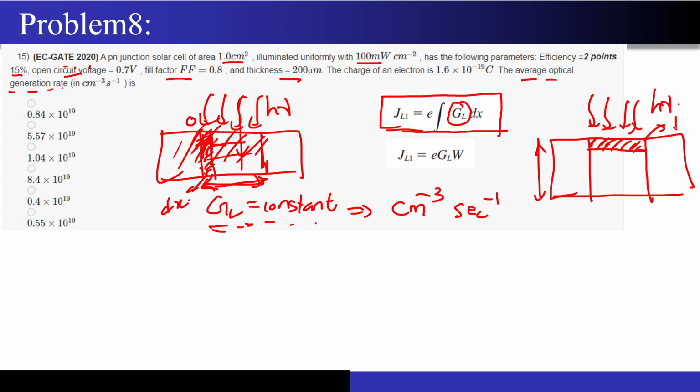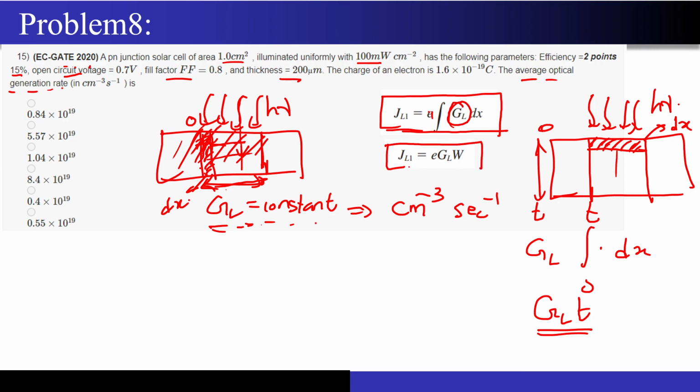And this is my dx. So if I move this dx from 0 to the thickness of this depletion region and integrate it, then this GL will come out, because I am assuming it as a constant. I will be left with GL into the integration from 0 to t, where t is the thickness, of dx. So this GL into t, this t will come out, and this q was already here. So this is what I got. The current density is now nothing but q into GL into W. W is nothing but my thickness.